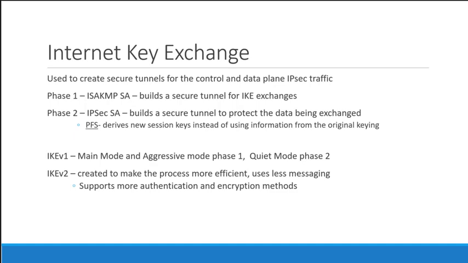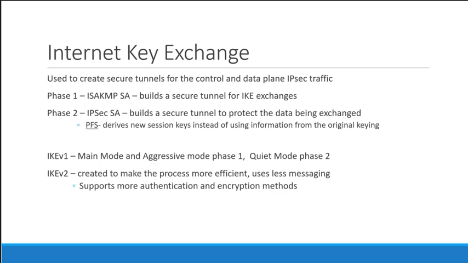So IKE version 2 was created to make the process more efficient. It uses less messaging. In addition to being more efficient, it also supports more authentication and encryption methods, such as EAP and next generation encryption. Because their messaging is so different, IKE version 1 and IKE version 2 aren't compatible with each other.